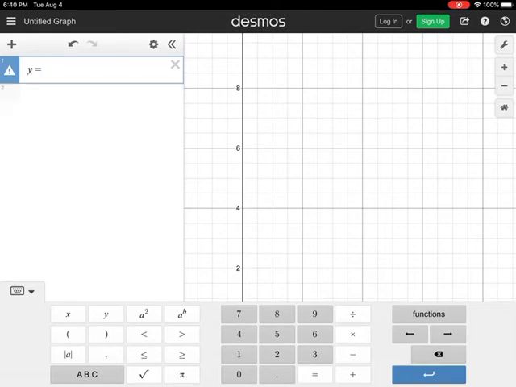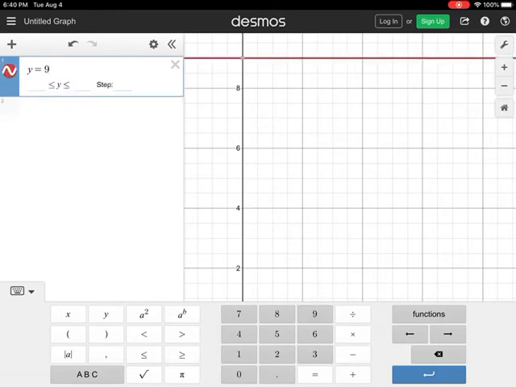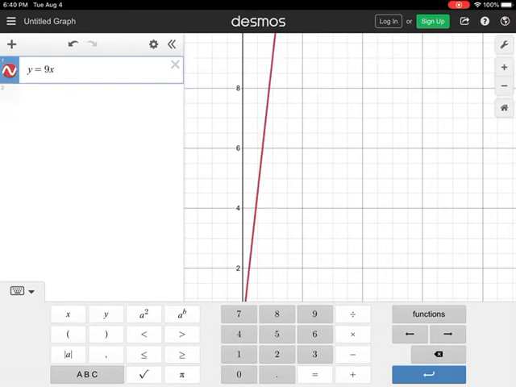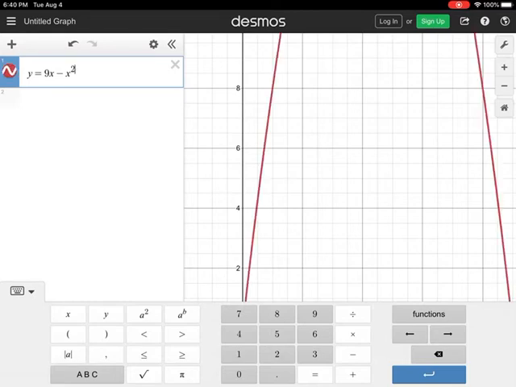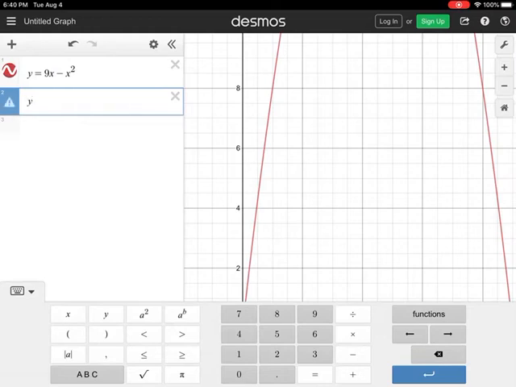Y equals 9x minus x squared. And use the a to the b power if you're using an iPad, to the second power. All right, there's our first equation, upside down parabola. The second one is 2x. So we have y is equal to 2x.